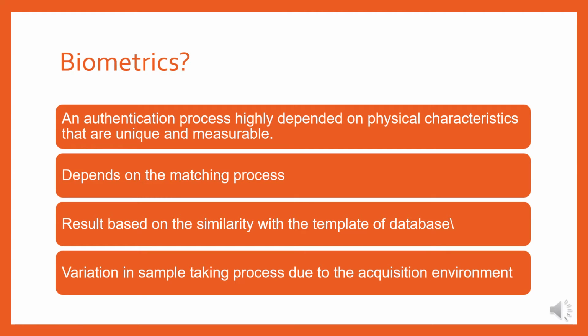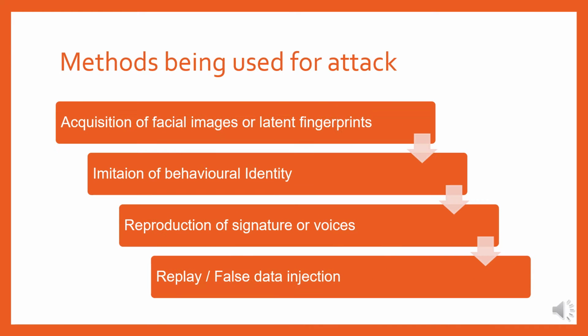Fixing the biometric data's level of variability will prevent the system from becoming vulnerable to intrusion and security breaches by accepting too many unauthorized users or rejecting too many authorized users. There are several methods that are used to attack biometric systems that include acquisition of facial images or latent fingerprints, imitation of behavioral identity, reproduction of signature or voices, replay or false data injection.